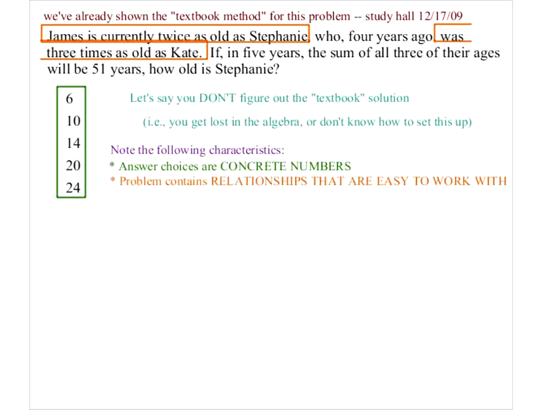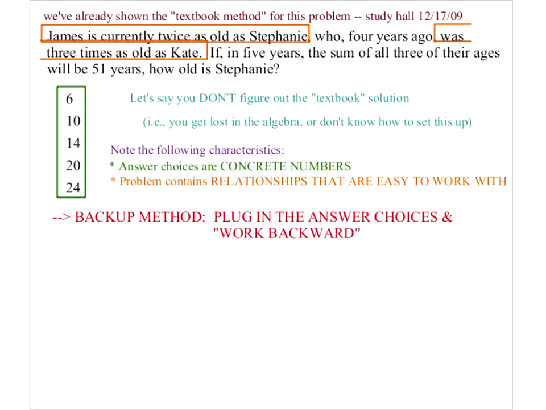If you see a problem with these two characteristics, then there's a backup method that you can often apply even when you don't really know how to solve the problem. And here's what that is. The backup method in this case is plug in the answer choices and work backwards. So here's how this works. The point of this method, before we discuss the nitty-gritty of it, is to avoid doing algebra.